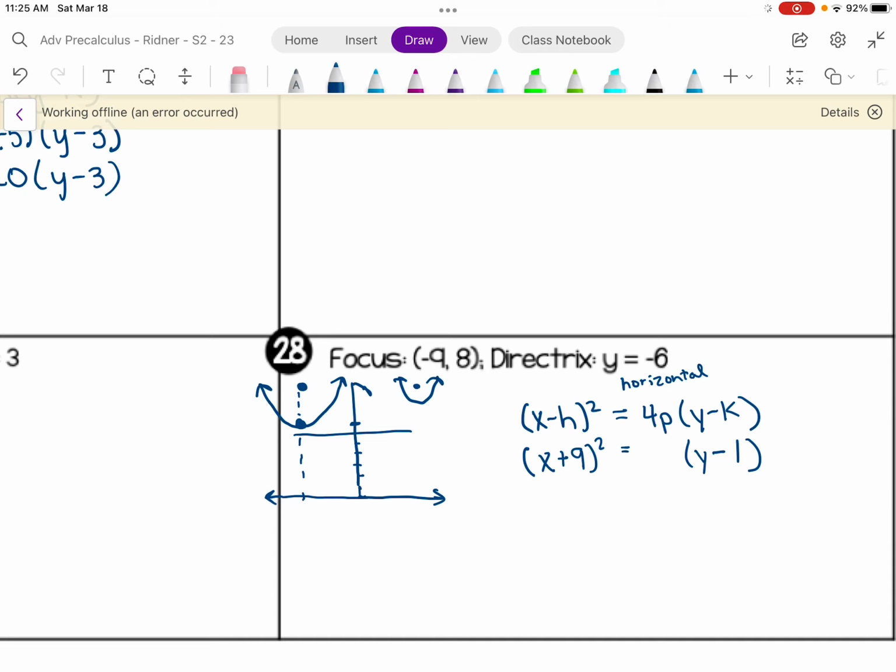So put your imaginary thinking cap on. What is the space between 1 and 8? Well, that is 7. It is opening up, so p is positive. So 28 times y minus 1 as my final answer.